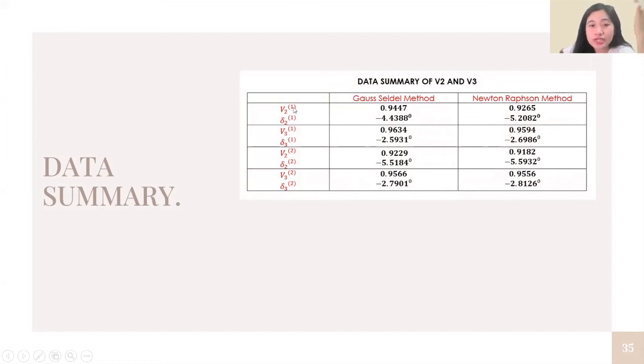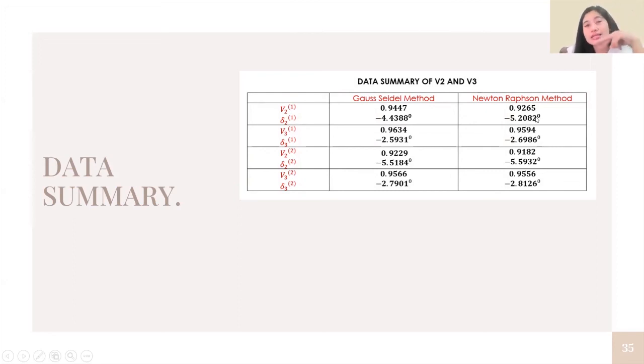So, sa first iteration natin, ito yon, yung first two boxes. Sa first two boxes, makikita natin na ang value sa Gauss-Seidel ng V2 natin is 0.9447 and as for Newton-Raphson is 0.9265. So, it's pretty close. And for the delta 2 is negative 4.4388. As for this one is negative 5.2082. So they're pretty much close.